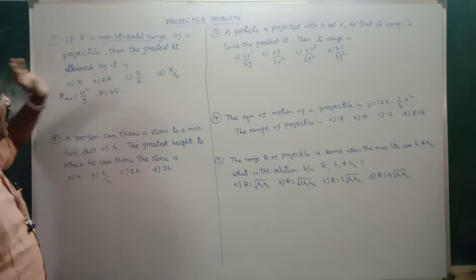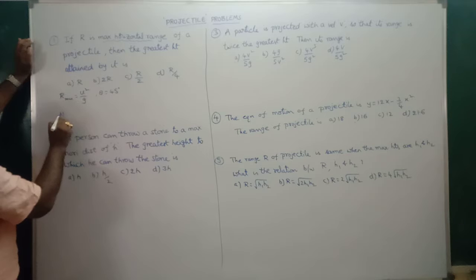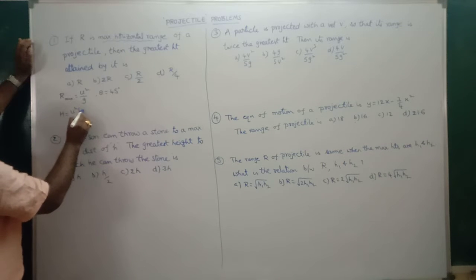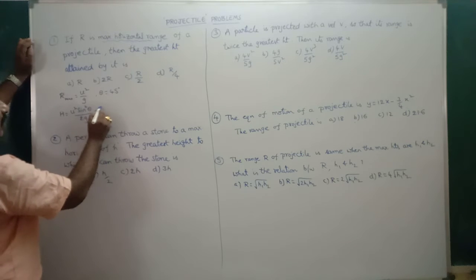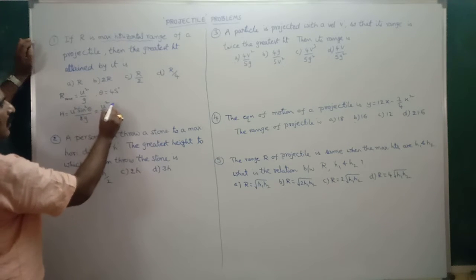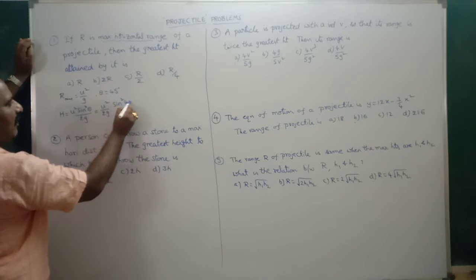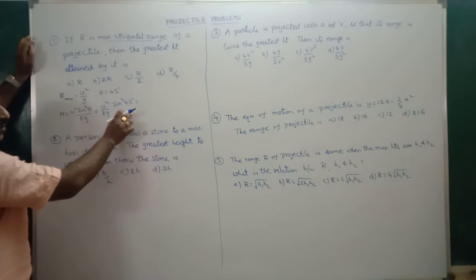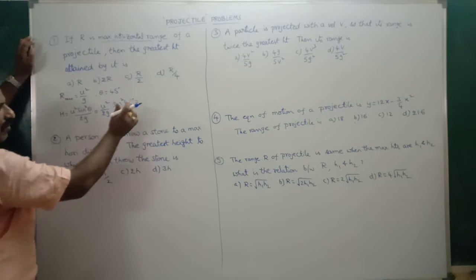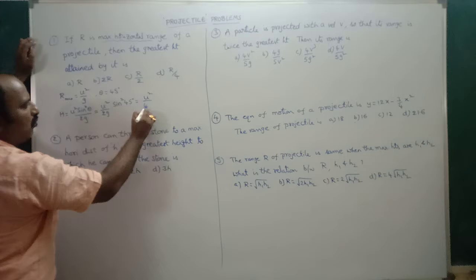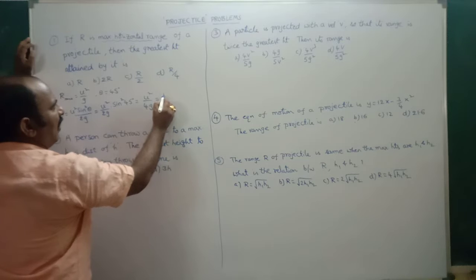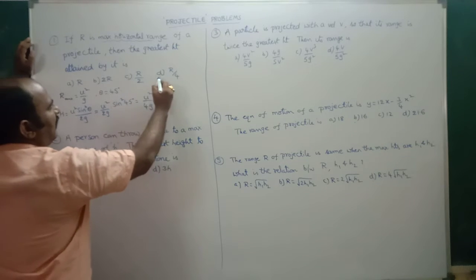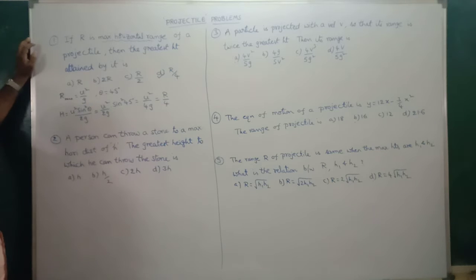Now I want greatest height, that means maximum height. H is equal to U square sin square theta by 2g. This is equal to U square by 2g into sin square 45 degree. Sin 45 is 1 by root 2, sin square 45 is 1 by 2. Finally we get U square by 4g. This is equal to, since U square by g is equal to R, R by 4. So R by 4 is the option, that is option D is right for maximum height.